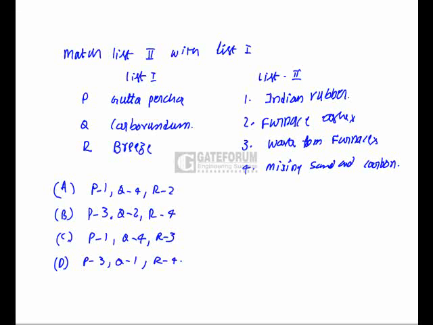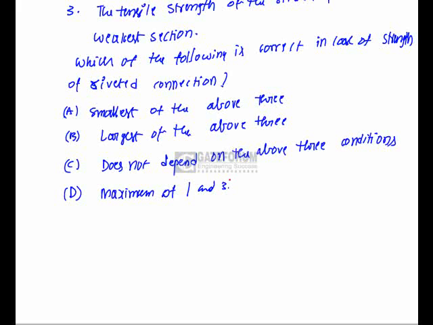We have to match list 1 with list 2. List 1 is given as Gutta Percha, Carborundum and Breeze. In list 2 it is given as Indian rubber, furnace ashes and waste from furnaces, and mixing sand and carbon. So Gutta Percha is nothing but Indian rubber. Carborundum is nothing but mixing of sand with carbon. Breeze is furnace ashes. So P1, Q4, R2. Option A is correct.